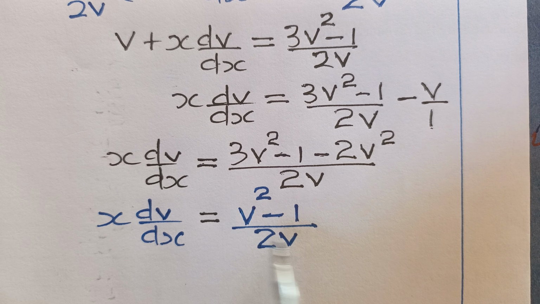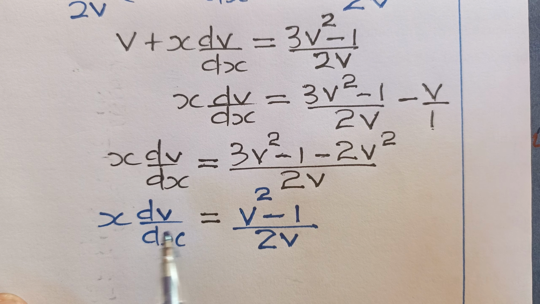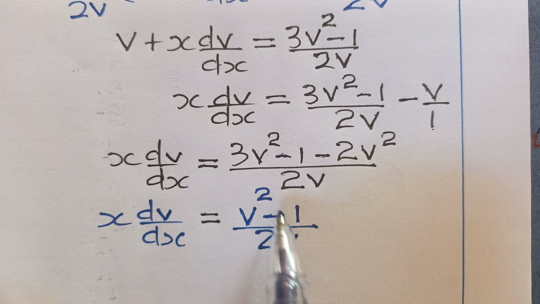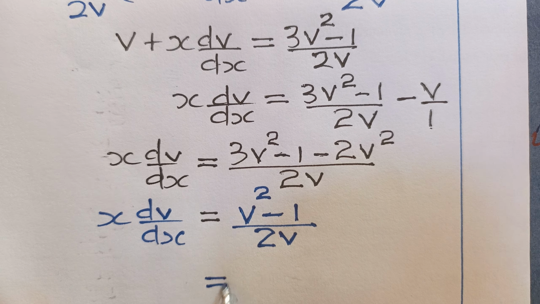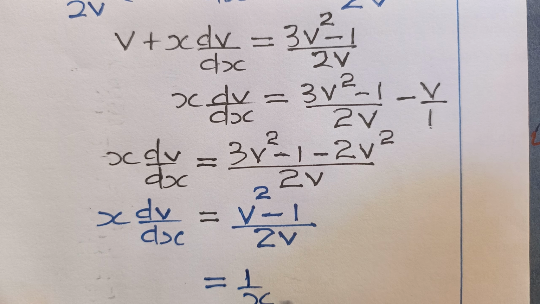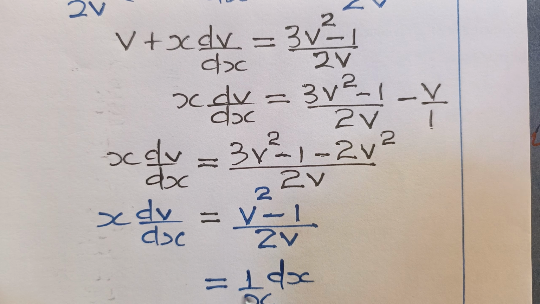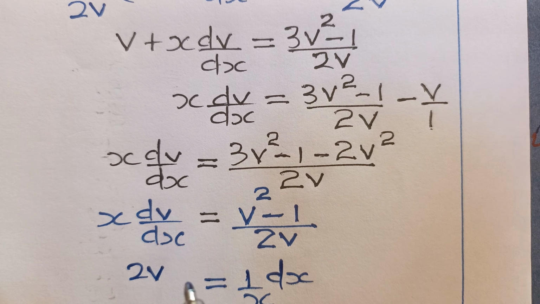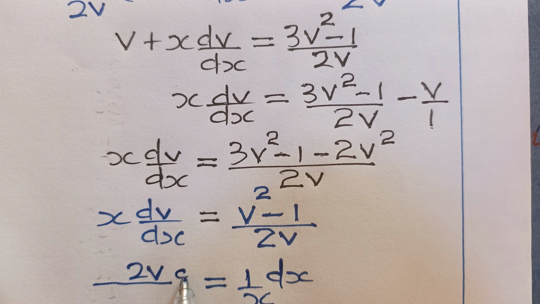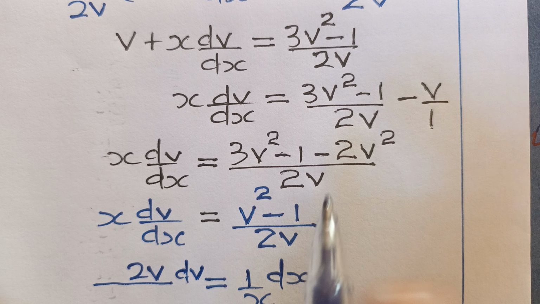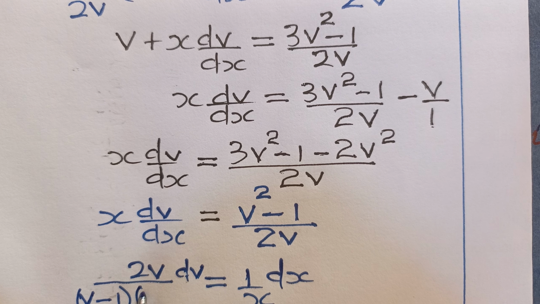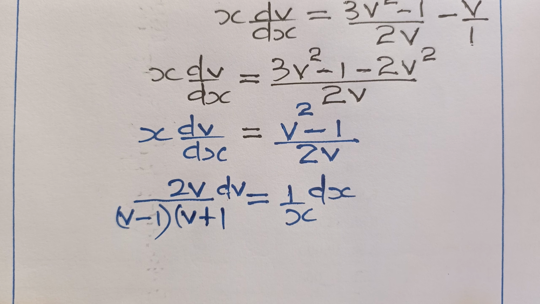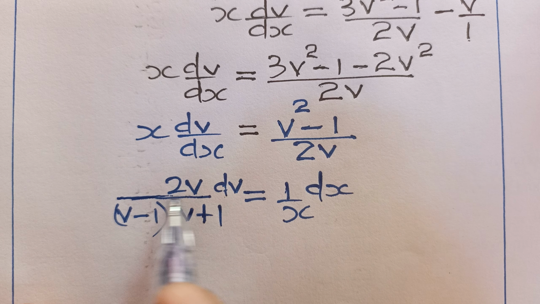But before we even think about that, we can now bring the like terms together, so that now v squared minus 1 over 2v comes this side, and this x comes this side. So that we shall have here 1 over x dx, and on this side we shall have 2v over v squared minus 1 dv, and we can write it in terms of v minus 1, v plus 1, because as I have said, it's a difference of two squares. Guys, with that, we can come and now integrate both sides.